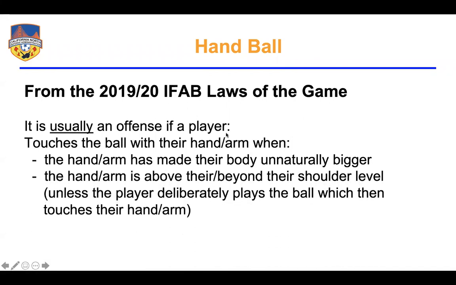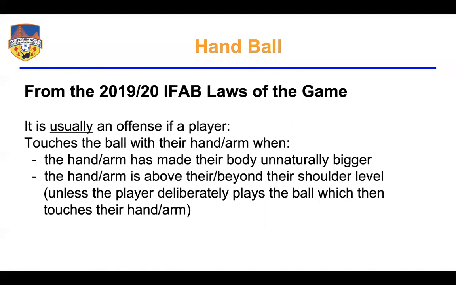Moving us along, another consideration here, the ball touches the hand or arm when the hand or arm is above or beyond their shoulder, unless the player deliberately plays the ball, which then touches their hand or the arm. So, generally speaking, the hand above the shoulder or above their head is not a normal or natural position for the hand to be in. So if the ball hits the hand when the hand is in that kind of position, generally speaking, we are going to call a foul.